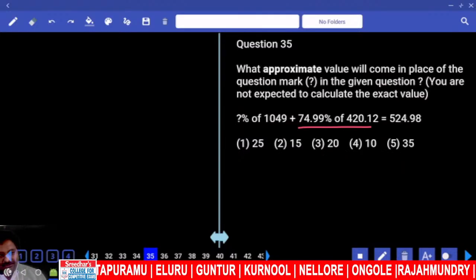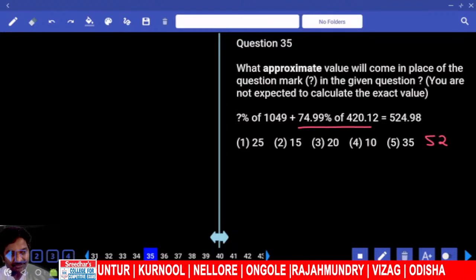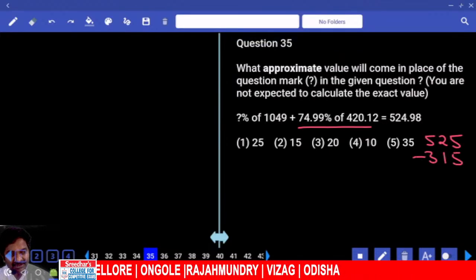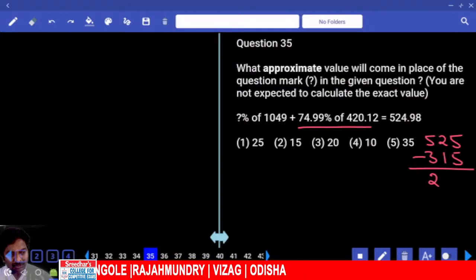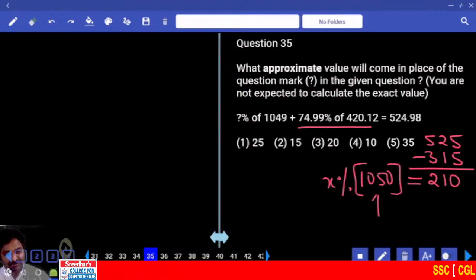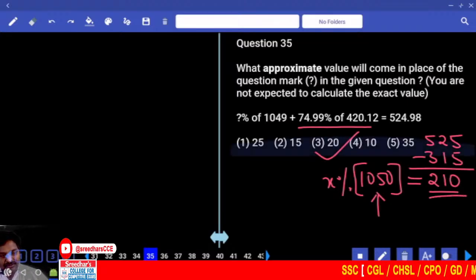75% of 420, which is 315. Right hand side we have 525. 315 goes to the right hand side, subtraction, 210. 210 is how much percentage of 1050? 10% of this number is 105, exactly double. 10% double, 20%.